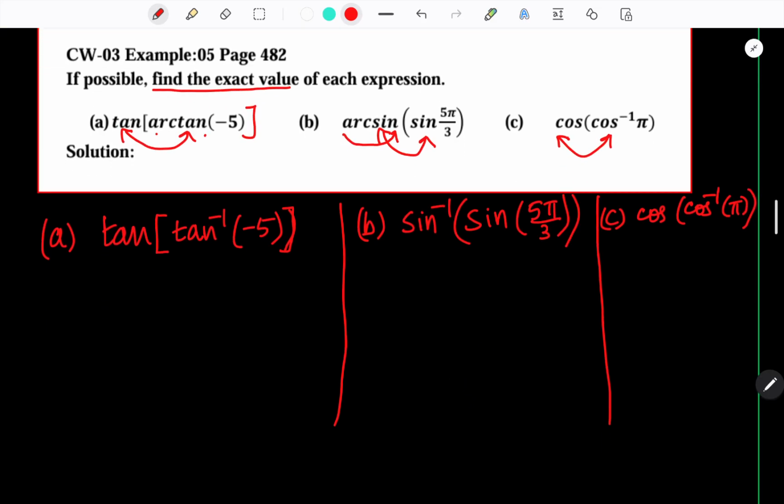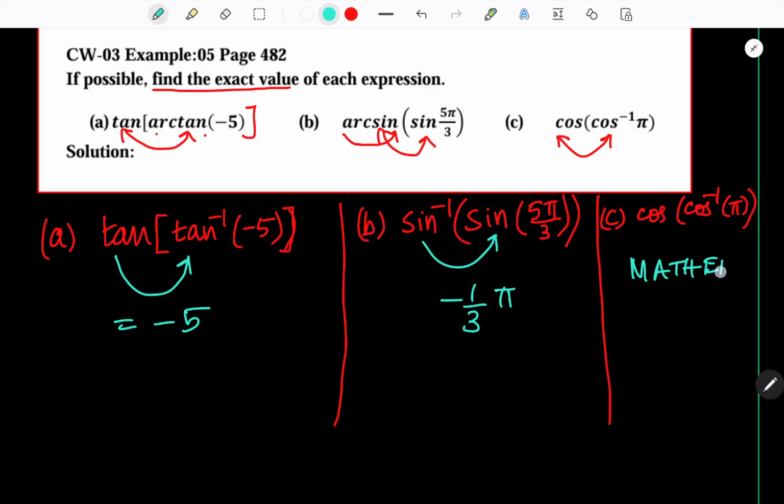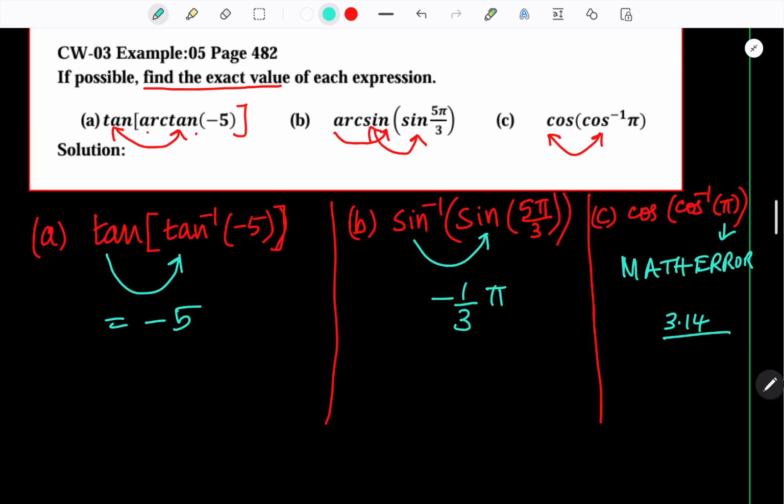So let's go to the question. Just put tan inverse -5 in the calculator. We are going to get -5. Sine inverse sine, you put in the calculator and you get -1 by 3 pi. And then cosine inverse cosine, you will get a math error. Again the same answer. Why? Because pi is nothing but 3.14. So just now I said, what is the domain range? The domain range is -1 to +1.